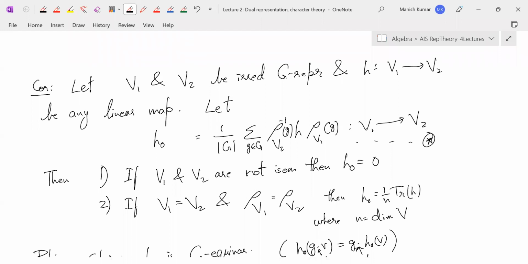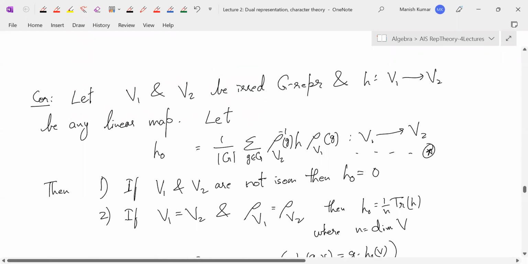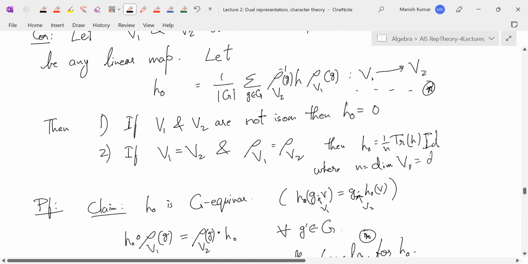A sum of linear maps is a linear map, and then you are dividing by the order of G, which is just a number, so it stays a linear map. So H naught is indeed a linear map. And what can you say about H naught? If V1 and V2 are not isomorphic, then H naught must be zero. And if V1 is equal to V2 and the representations are also the same, so rho V1 is the same as rho V2, then H naught is some scalar times identity, and that scalar is 1 over n times the trace of H, where n is the dimension of the vector space V1, which is the same as the dimension of V2.